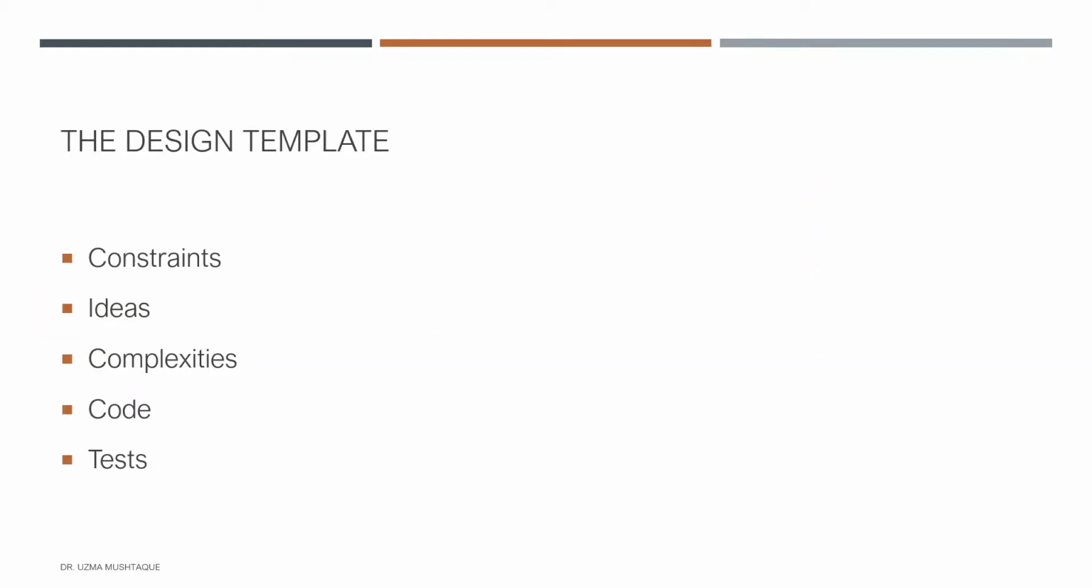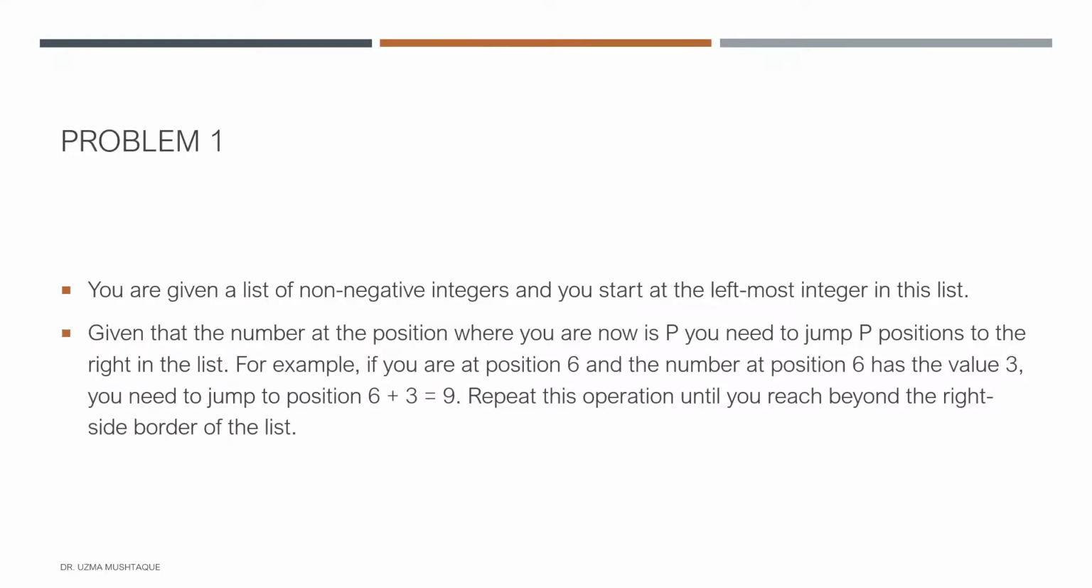Okay, so coming to the design template that I talked about in the very first lecture, every time we look at a problem, we will try to fill in these 5 things all the time. So obviously we will write the code, which is quite obvious. But from where do we begin? The point where we begin is to ask for constraints, then write down our own ideas, and then finally come down to complexities, and then code, obviously. Let's look at an example.